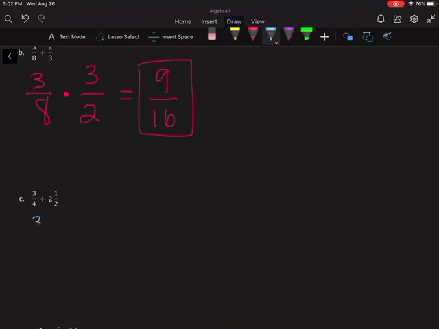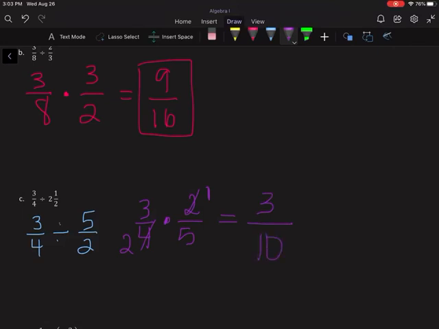This one I must change to improper fractions first. 3/4 divided by 2 times 2 is 4, plus 1 is 5. 5 over 2. Now, I keep the first one, change the sign, flip the second one. I'm going to go ahead and cross cancel. 2 goes into 2 once, 2 goes into 4 twice. And I multiply across. 3 times 1 is 3. 2 times 5 is 10.